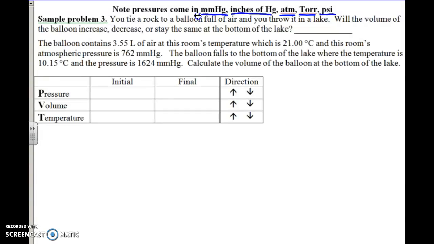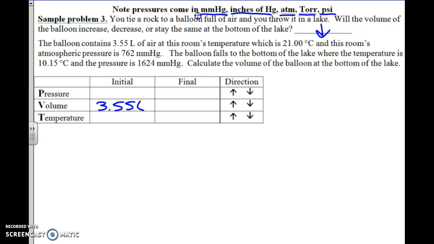It says you tie a rock to a balloon full of air, you throw it into a lake. What will the volume of the balloon be when it hits the bottom of the lake? Will it increase, decrease, or stay the same? Pause the video, give it a shot, see what you think. Well, its volume will, in fact, go down. It says the balloon contains 3.55 liters of air, so that's my initial volume.